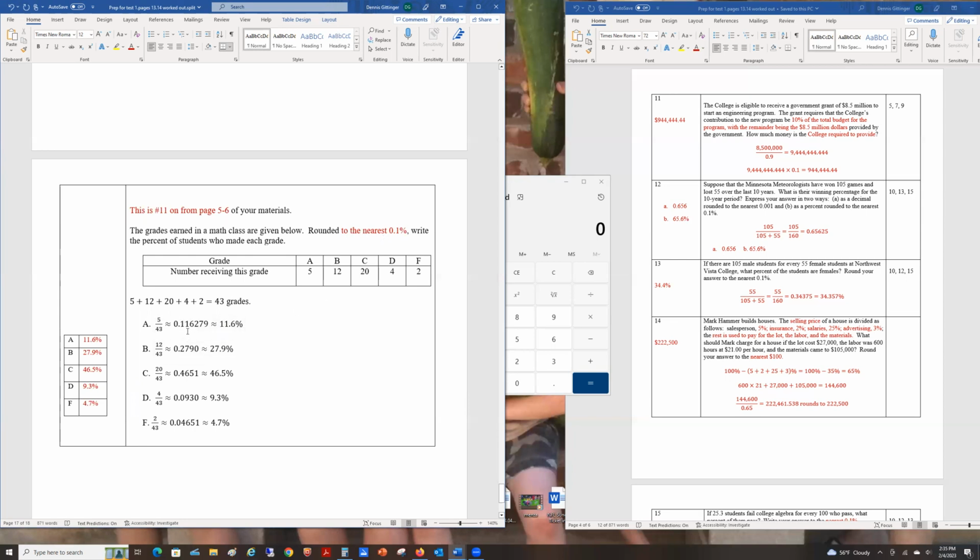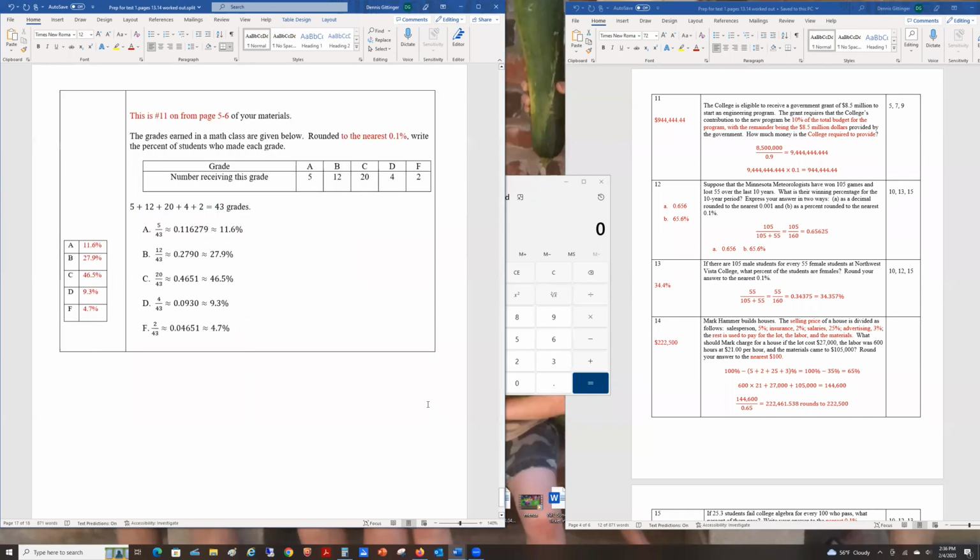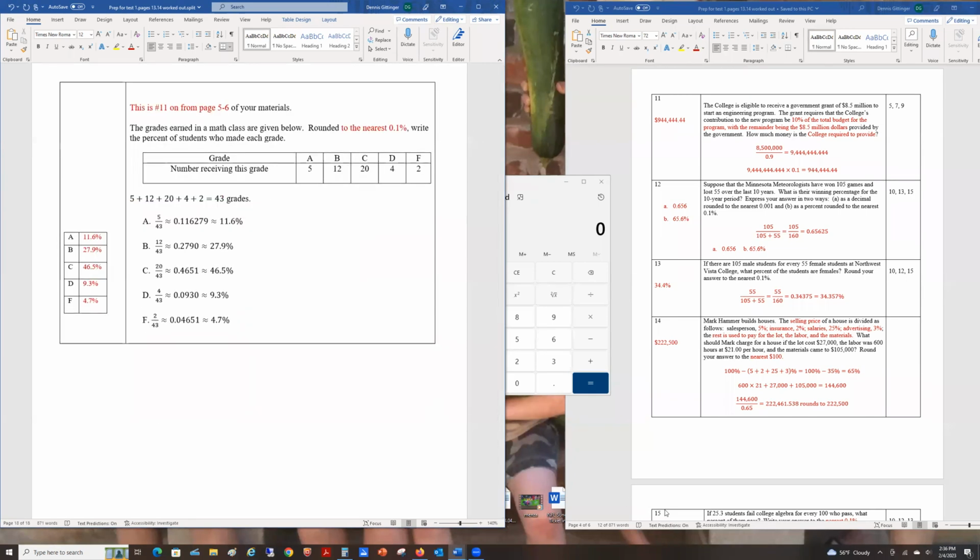You move the point 2 places to the right, you get 11.62, and the 2 is not big enough to bump it up to 11.7. In fact, none of these are big enough till you get to the last one. Move it 2 places to the right, you get 4.65, and the 5 is just barely big enough, so it becomes 4.7%. And that is how you work all those lovely problems.